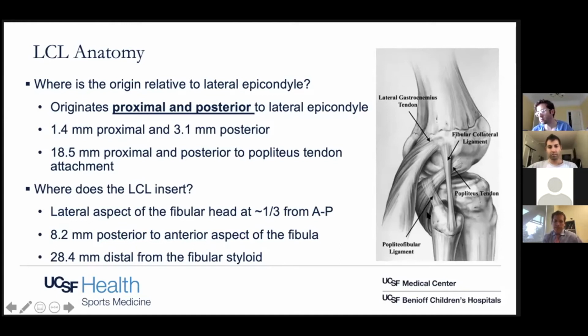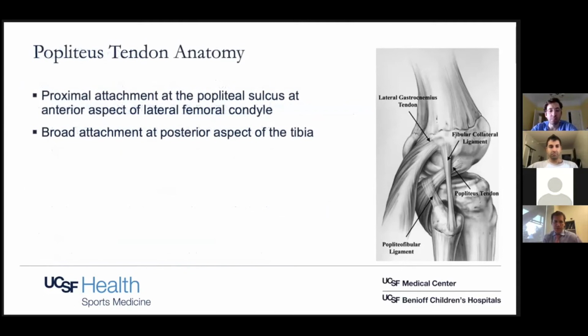And in doing these reconstructions, I think Sasha and I did one posterolateral corner reconstruction, but when you're doing these, you really are measuring these areas to make sure you're in the right spot to recreate the anatomy that's disrupted. And then the popliteus tendon, you have the proximal attachment at the popliteal sulcus at this anterior aspect of the lateral femoral condyle, and then a broad attachment on the posterior aspect of the tibia.